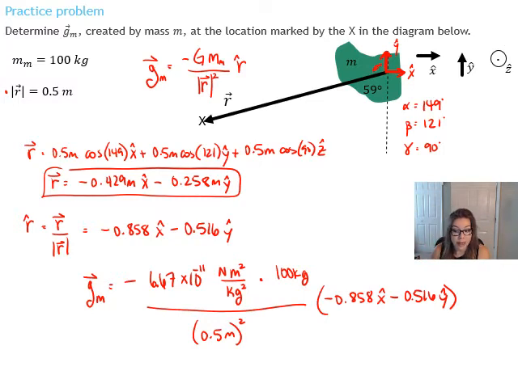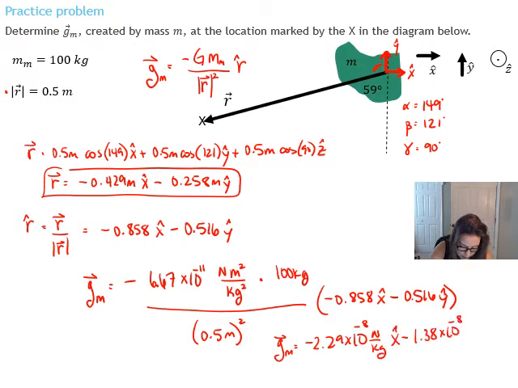Our final answer should be a vector in component form. If you go through the math and multiply all this stuff together and then distribute it to the things in the parentheses, your final answer should be something like negative 2.29 times 10 to the negative 8th newtons per kilogram x hat minus 1.38 times 10 to the negative 8th newtons per kilogram y hat. So that is a vector in component form. That's the gravitational field vector at that location in space due to mass m.